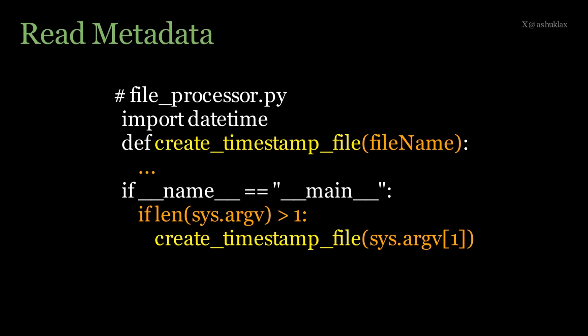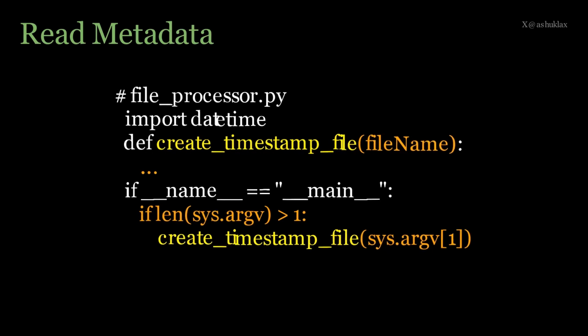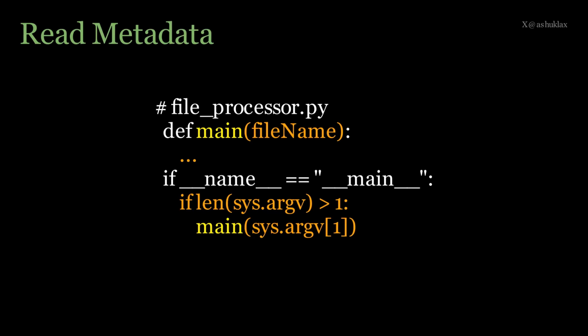So one last thing. Because of the name create_timestamp_file, we named it that earlier because it was creating the timestamp file. So let's rename it to something called main, which is more appropriate because now this function is doing a lot more than creating a timestamp file. So just to recap what we did: first of all, from the bash script, we passed the file name as an argument to the file process Python file, which is reading the file name now. Okay, and now we are calling the main function.